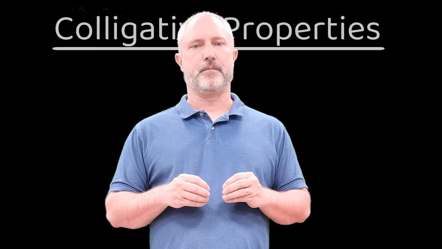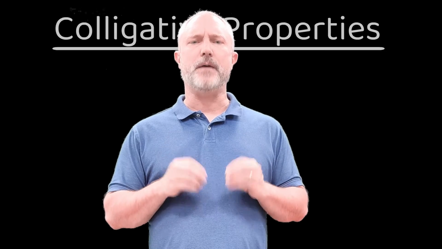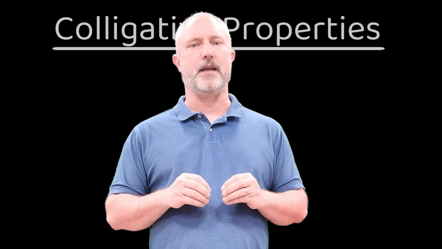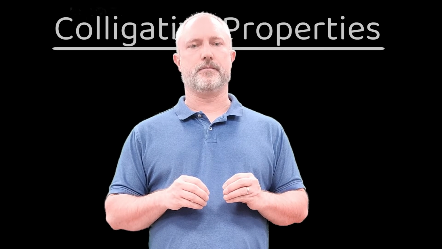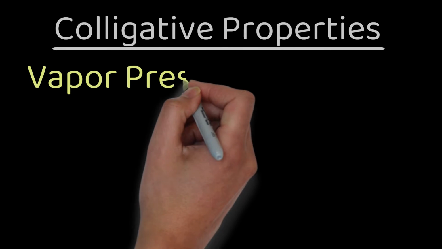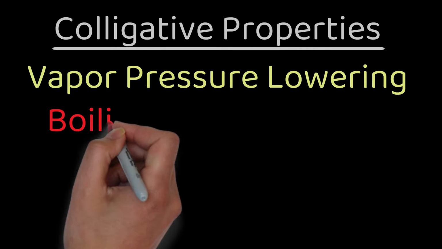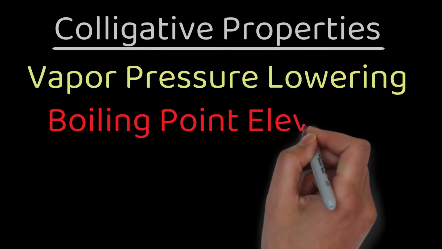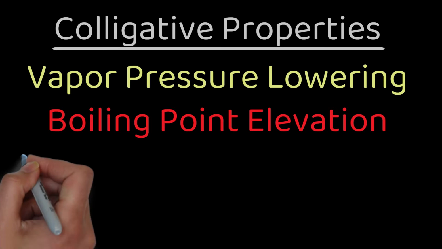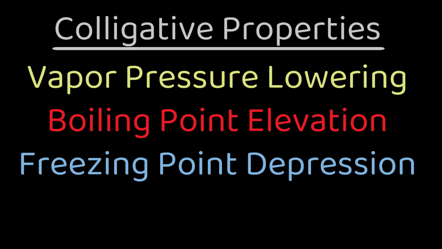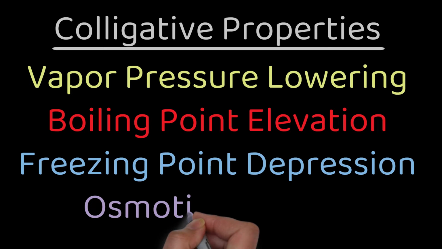Now that we have a toolbox of concentration measurements, we can look at 4 important colligative properties. These are properties that only depend on the solute and solvent concentrations and do not depend on their chemical structures. These are vapor pressure lowering, boiling point elevation, freezing point depression, and osmotic pressure.